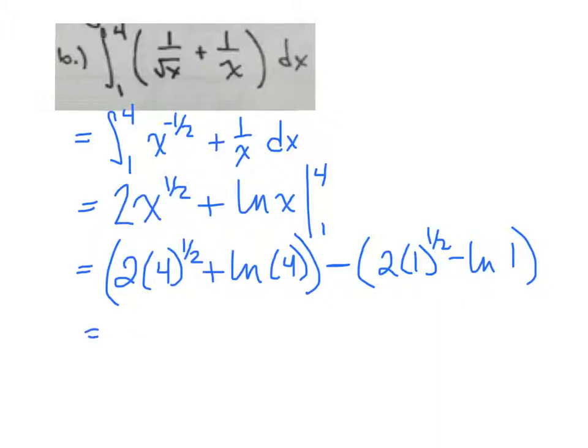Now just simplify. 4 to the 1/2, that's square root of 4 is 2, times 2 is 4, plus the natural log of 4. For this next term over here, that's just going to be 2, so we'll subtract 2. And the natural log of 1 is just 0, so we're good. Now simplify this, and we get 2 plus natural log of 4.